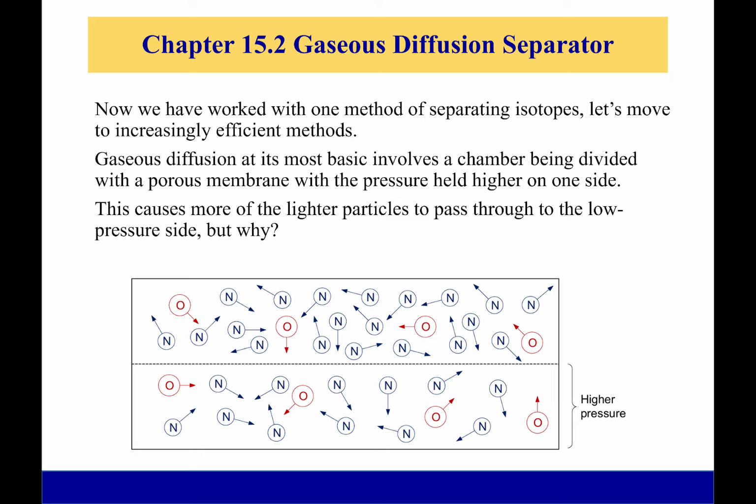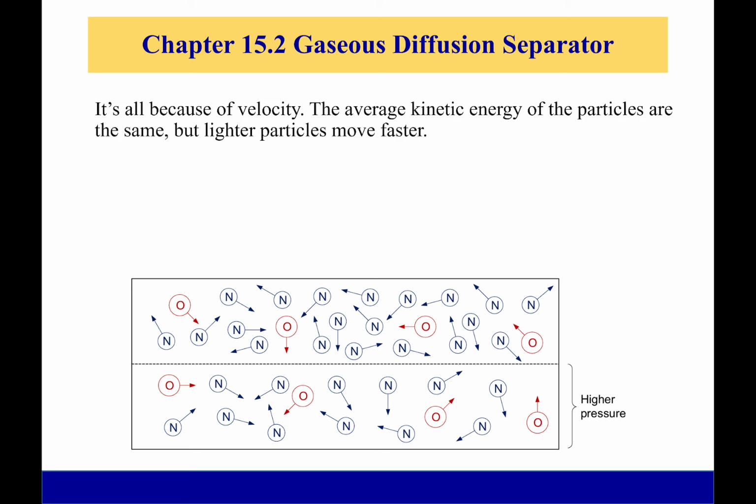Now, the question you might ask yourself is, well, why do the lighter particles go to one side if there's a higher pressure on the other side? Like, what's causing this differentiation? Well, it's all because of velocity. So the average kinetic energy of the particles are all the same. So the nitrogen and the oxygen both have the same kinetic energy. But what we need to realize is that the nitrogen is faster. Nitrogen has a lower weight.